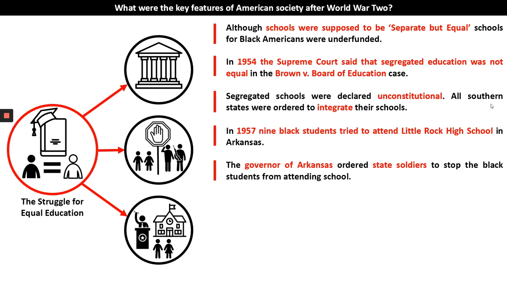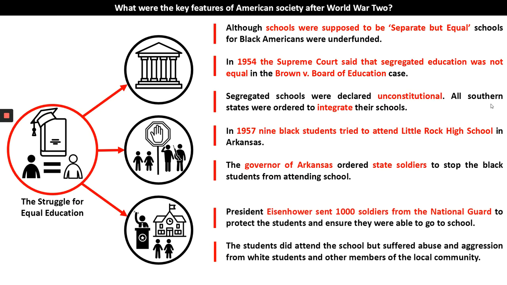Now, this put extreme pressure on the president. The Supreme Court clearly said in 1954 that segregated education was not equal. Segregation in schools was unconstitutional. And President Eisenhower had a choice to make. Does he back the Supreme Court, or does he allow the individual states to continue making their own decisions? President Eisenhower did act. He sent 1,000 soldiers from the National Guard to protect the students and ensure they were able to go to school.